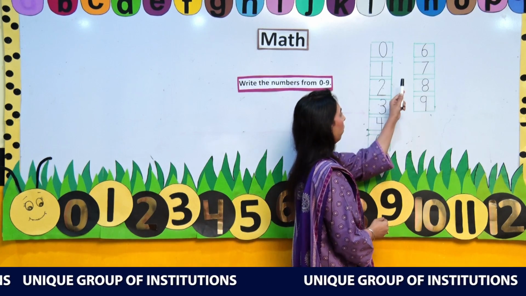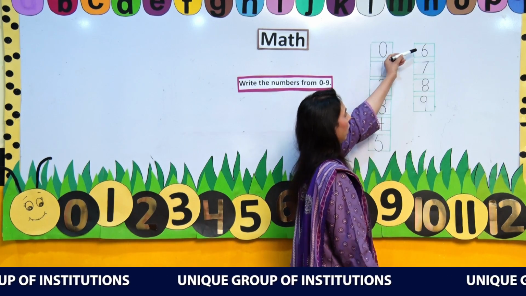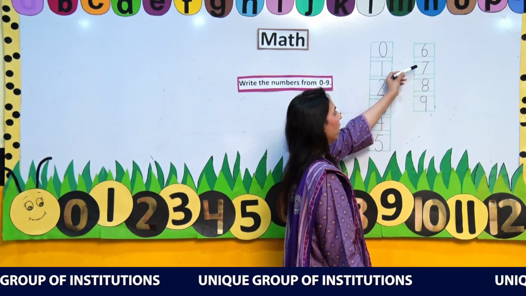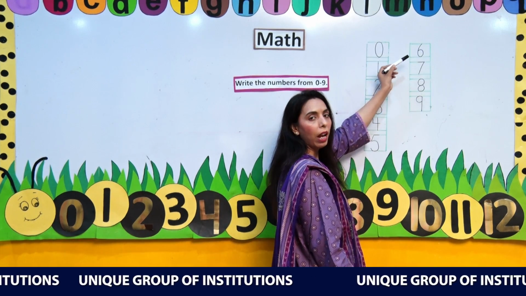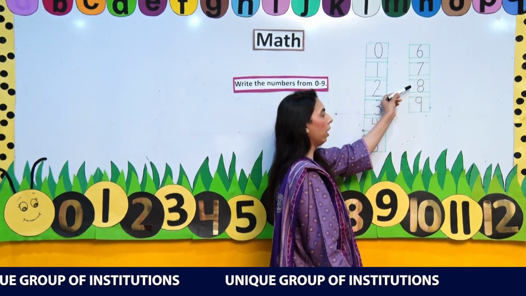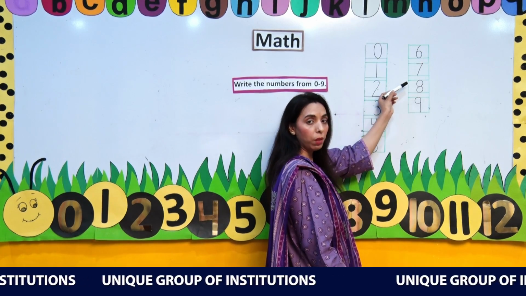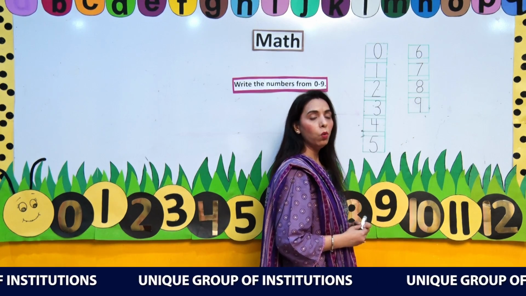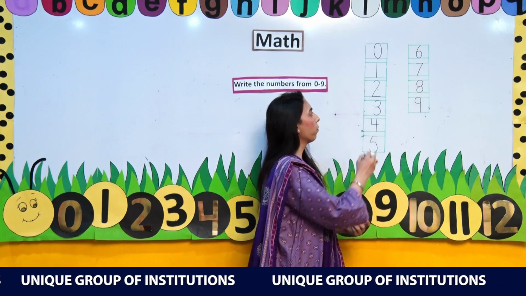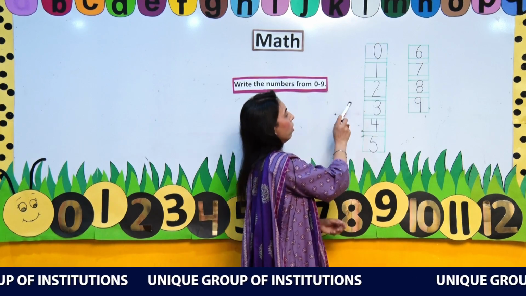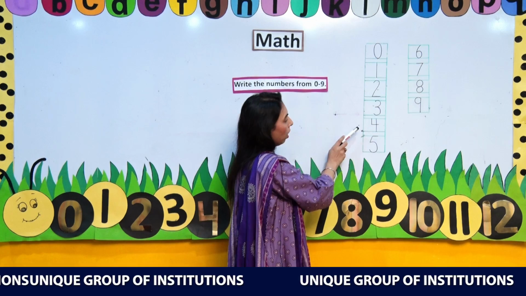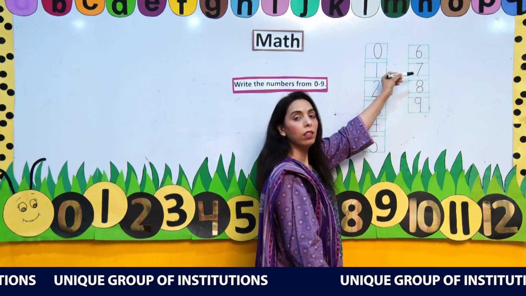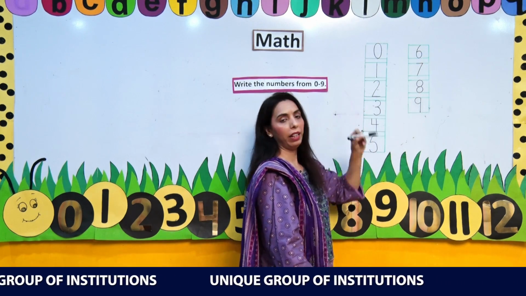Now, what comes after 5? It's a number 6. And what comes after 6? 7. And what comes after 7? It's an 8. And what comes after 8? It's a number 9. Now, once again, recall it with me. 0, 1, 2, 3, 4, 5, 6, 7, 8 and 9.